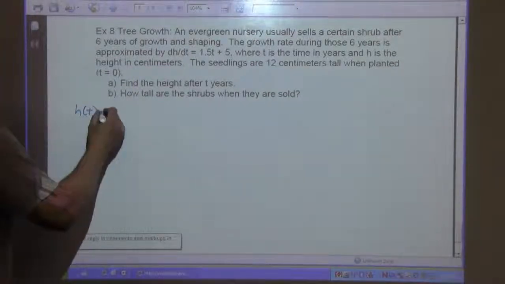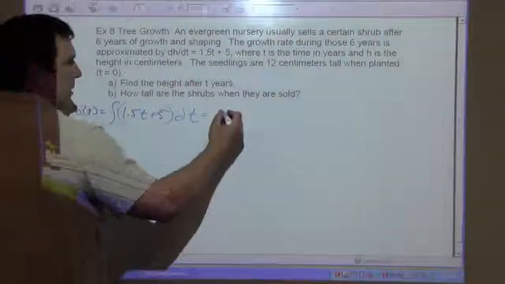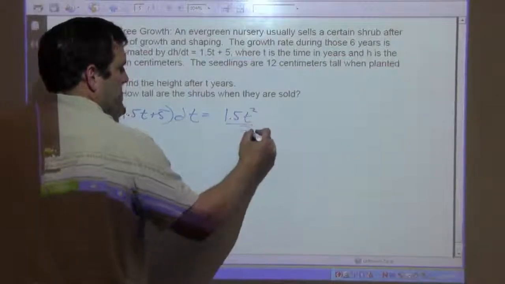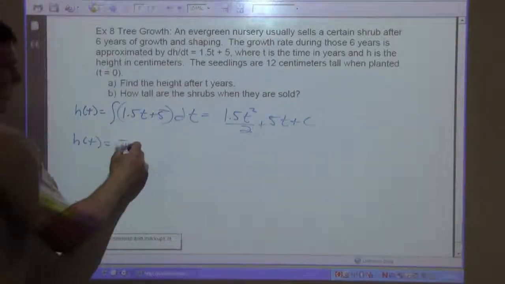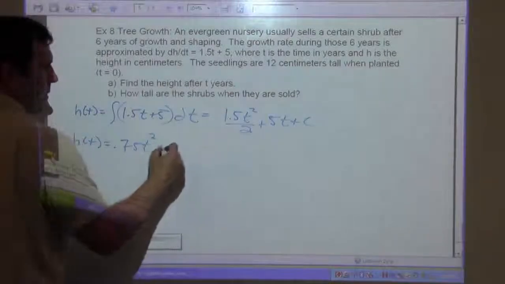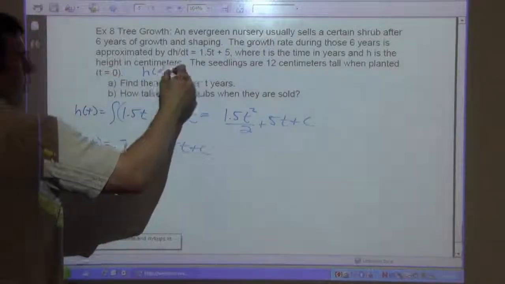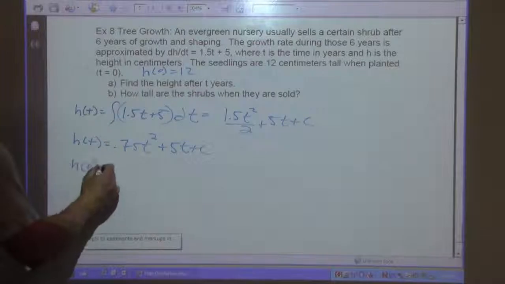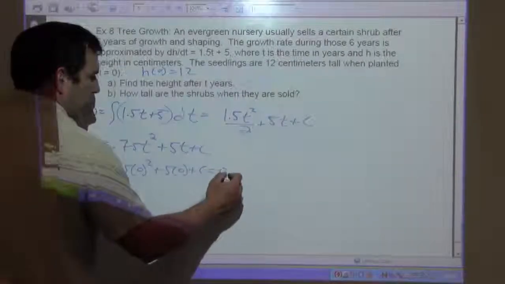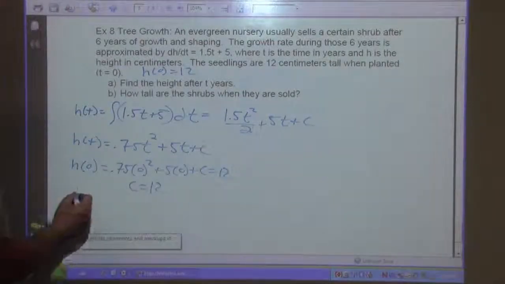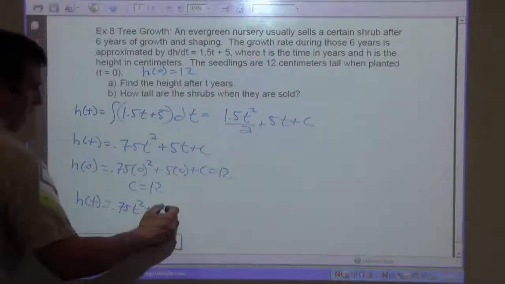So h of t is going to be the integral of (1.5t plus 5) dt. That's 1.5t squared over 2 plus 5t plus some constant c. So our h of t is going to be 0.75t squared, that's that reduced, plus 5t plus c. Now we know here at h of 0 we are at 12 centimeters. So h of 0 is 0.75 times 0 squared plus 5 times 0 plus c is 12. That tells us that c is 12. So our height function is going to be 0.75t squared plus 5t plus 12.